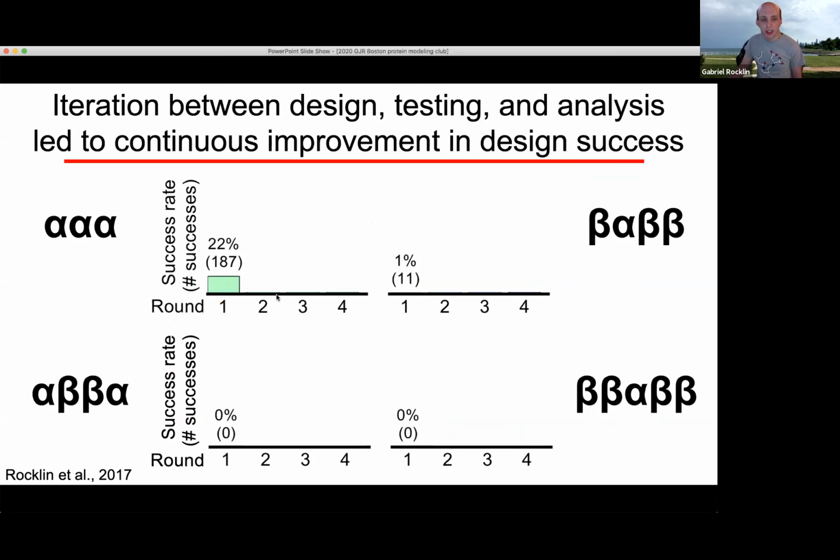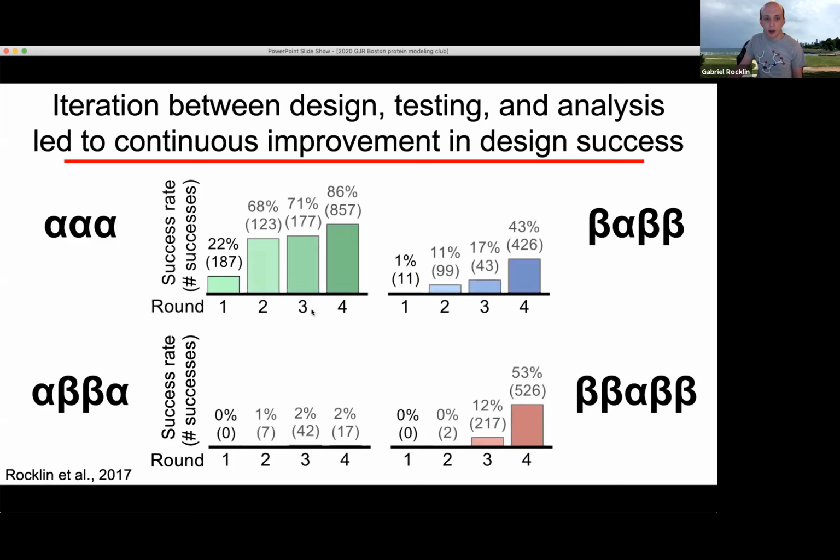And the first time we did this, actually still the large majority of the designs failed, but about 20% in this one particular fold topology were stable. So that was about 200 designs, which was like way more than had been characterized in any previous de novo protein design project. And from examining the properties of those 200, I was able to design completely new designs in all these 4 topologies and had much higher success rates. So eventually the success of these alpha, alpha, alpha designs went up to 85%.